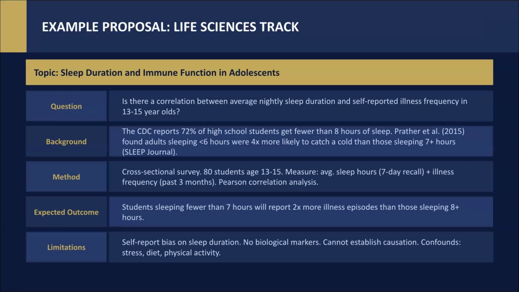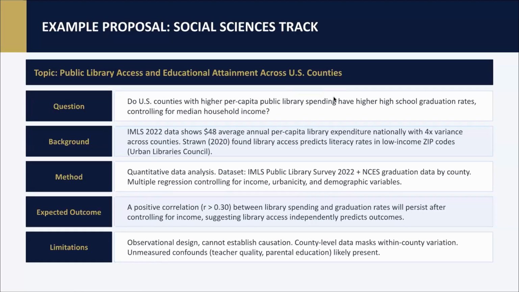Confounds, stress, diet, and physical activity. Example proposal, social sciences. The topic: public library access and educational attainment across U.S. counties. The question: do U.S. counties with higher per capita public library spending have higher high school graduation rates, controlling for median household income?